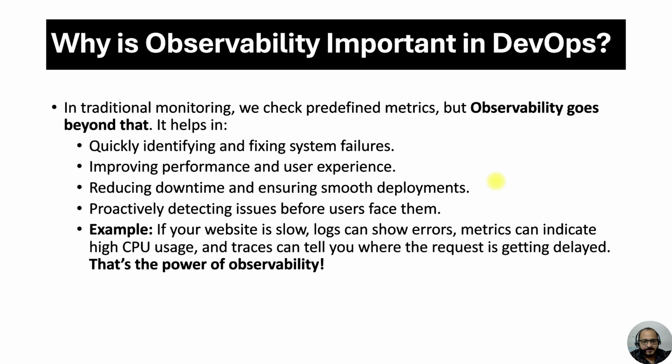Now for example, if your website is slow, logs can show you the errors. Metrics can indicate the percentage of CPU or RAM, and the traces can tell you where the request is getting delayed, so you can quickly go to that particular trace and fix it. That's the power of observability.